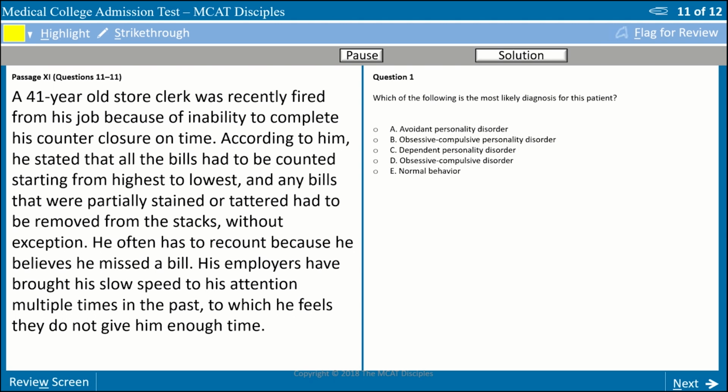This is an example of obsessive compulsive personality disorder. And here in this passage, we note the obsession of orderliness and the compulsion of recounting. Another characteristic is that he re-engages in the compulsion several times.